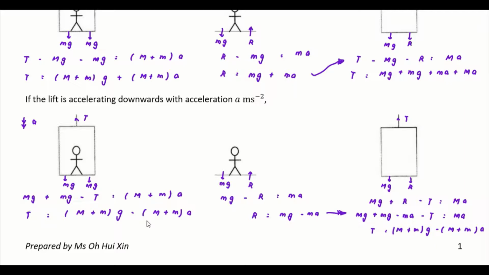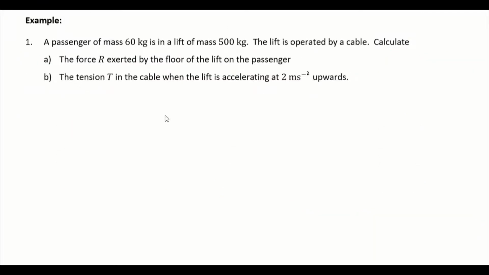We're going to look at four examples here. Examples 1 and 2 are very simple. If you want to try them by yourself, feel free to do so. Example 1: a passenger of mass 60 kg is in a lift of mass 500 kg. The lift is operated by a cable. Calculate the force R exerted from the floor of the lift on the passenger.